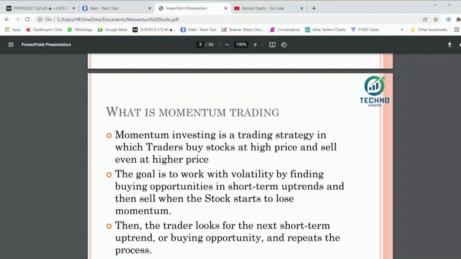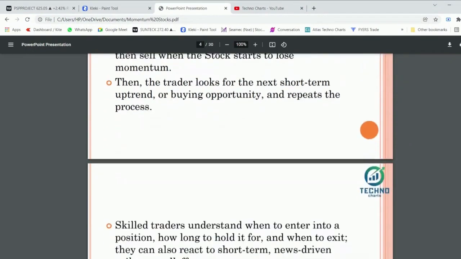The goal of a momentum trader is to use volatility to find the best short-term uptrend stocks and sell them as soon as they start to lose momentum. The trader will look for the next short-term uptrend stocks and keep on repeating this type of trading.